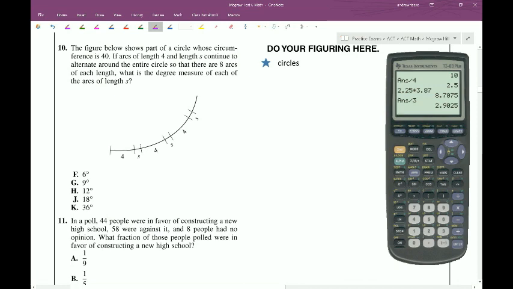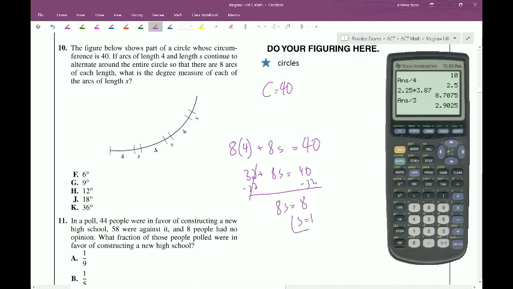Part of a circle whose circumference is 40. So the circumference of the circle is 40. Arcs of length 4 and S continue to alternate around the circle so that there are 8 arcs of each length. So there's 8 arcs of length 4 and there's 8 arcs of length S, and altogether those arcs will measure up to the circumference, which is 40. So I can use this to solve for S. Okay, subtract 32. I find 8S is equal to 8, so S is equal to 1. So that's the arc length of those segments.